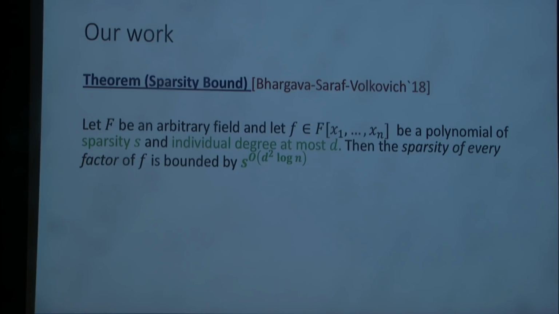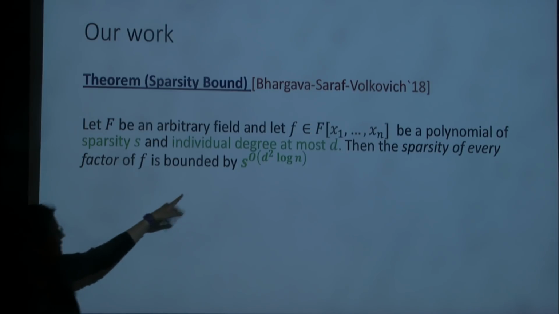So this is what we show. Let F be an arbitrary field, and f is a polynomial which is S-sparse, so S monomials, and the individual degrees are at most d. Then every factor has sparsity at most S to the d squared log n.